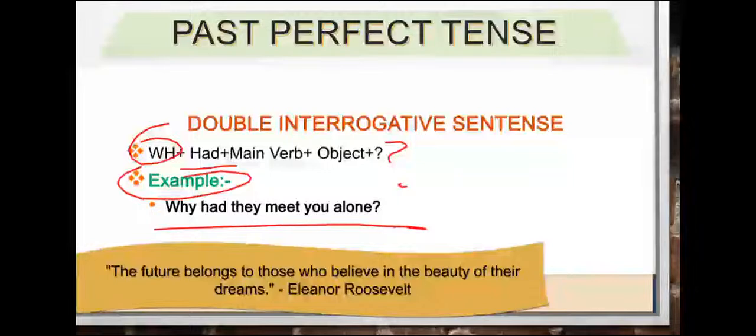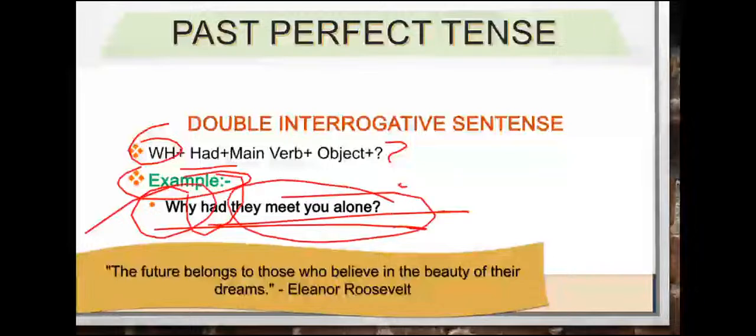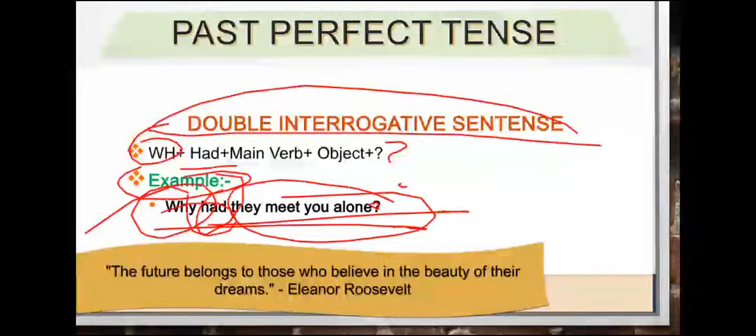Had they meet you alone, with the question mark, said that we have the WH question right here and the helping verb, and then the sentence goes like this. This is actually the affirmative one: they meet you alone, with the full stop. Now if you add the helping verb, had they meet you alone, it became the interrogative. Now if you add why, why had they meet you alone, it is now a double interrogative sentence, ladies and gentlemen. I hope you got it.